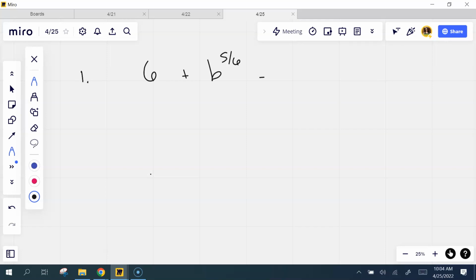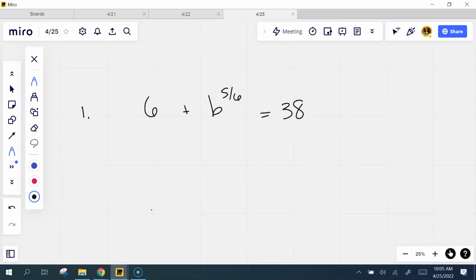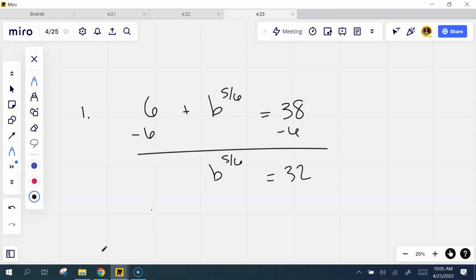Several of you that asked for help on Friday, I wrote SADMAP at the top of yours because we're still doing that same process of SADMAP, and getting that variable by itself. So what do I need to do first? Subtract 6, because it's that addition subtraction. That's exactly right. Now I've got b to the 5/6 equals what? You're exactly right. 6 over 5.